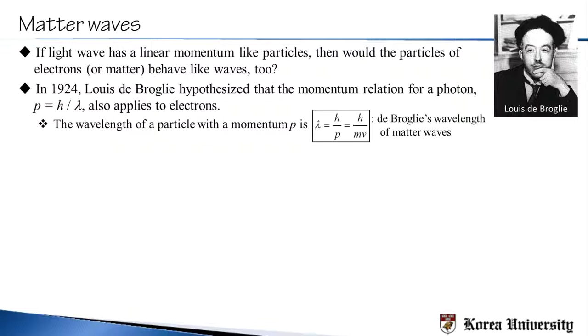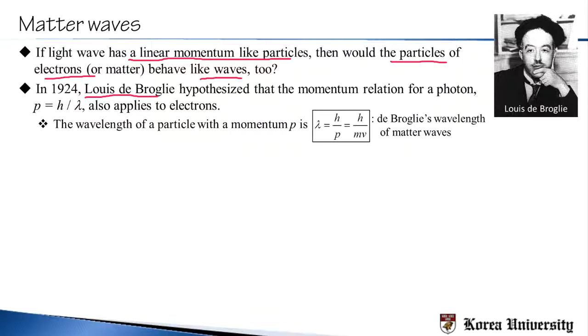And in this slide, we are going to discuss something very strange. Okay. Now let me ask you a question. If light wave has a linear momentum like particles, then would the particles of electrons or matter behave like waves too? Actually, the scientist who had this question first was Louis de Broglie in 1924.